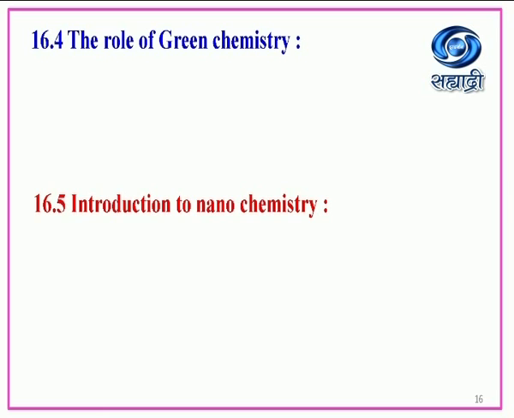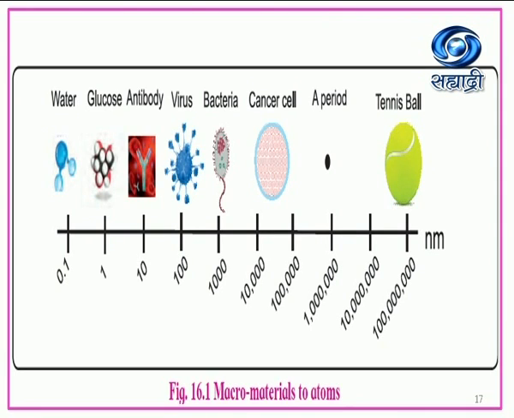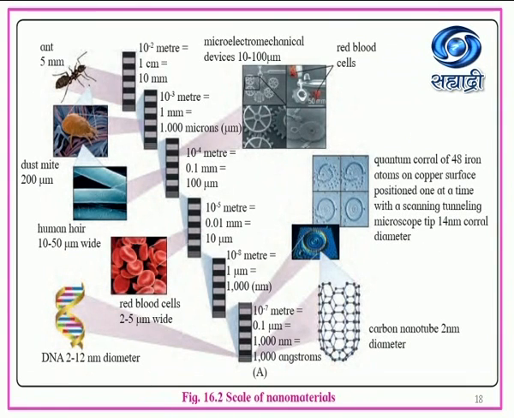Look at figure 16.1, which shows comparative scales. This is the figure, that is macro materials to atoms. The figure 16.1 shows comparative scales from macro materials to atoms. Also observe another figure 16.2, which depicts the materials in nature as well as devices that are man-made. So here you will observe all this material, that is the macro material. Here also this 16.2 figure indicates the scale of nanomaterials.